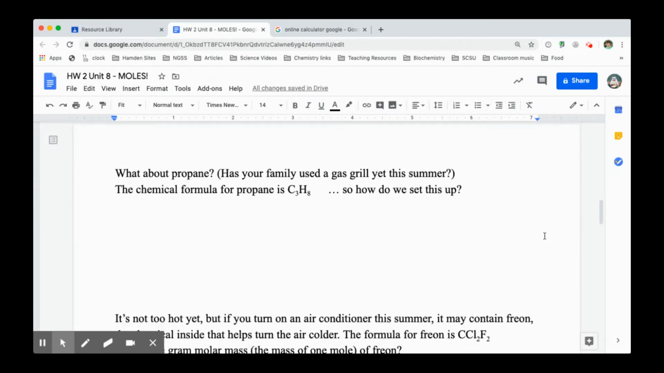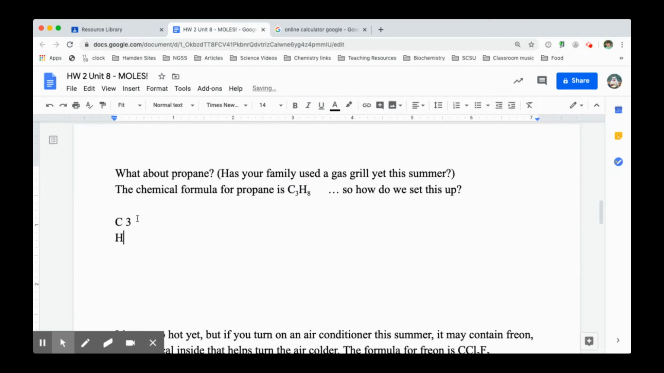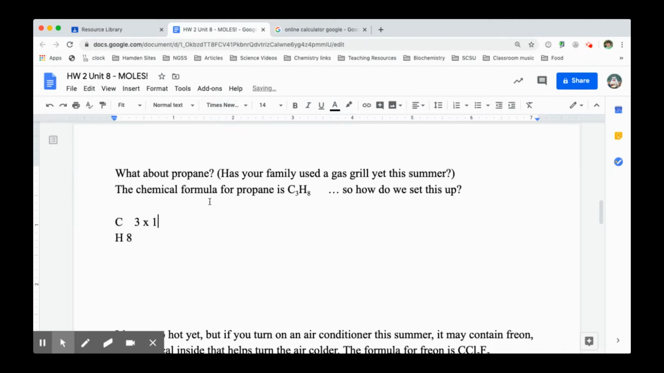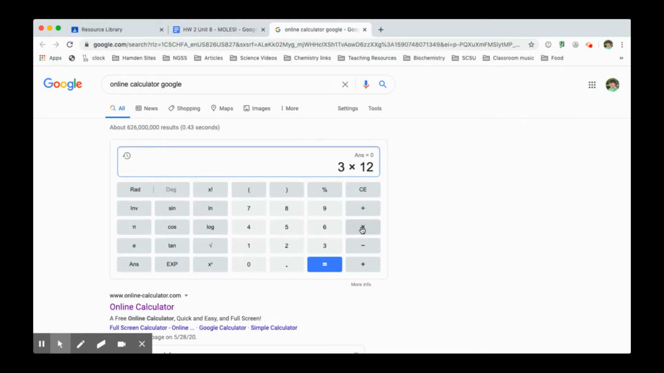What about propane? Propane is the gas that we use in tanks, like if you have a gas grill at home. The formula for propane is C3H8. So we set this up saying, all right, we have C's there, and there are 3 of them. We have H's there, and there are 8 of them. Now we need to multiply these by the mass of carbon and hydrogen. So I take 3 times, let's find out what it is for carbon. For carbon, it's 12.01. So 3 times 12.01 equals 36.03.